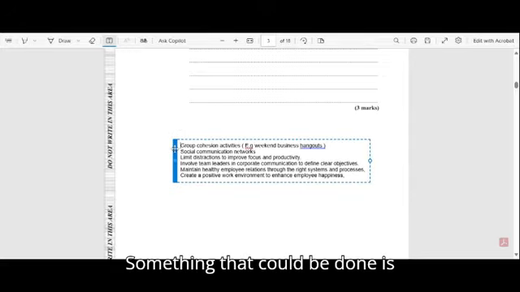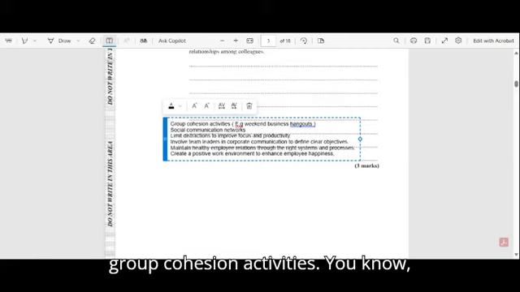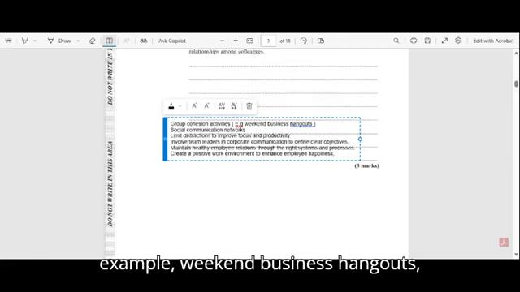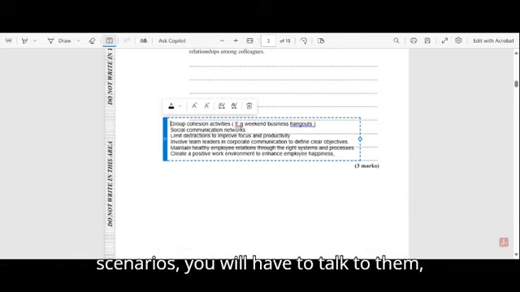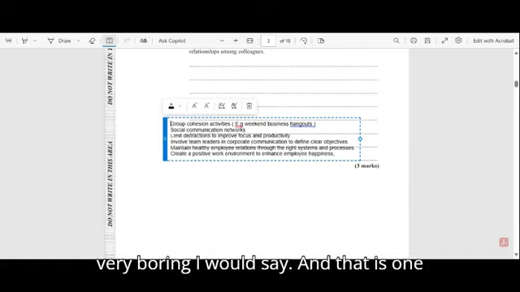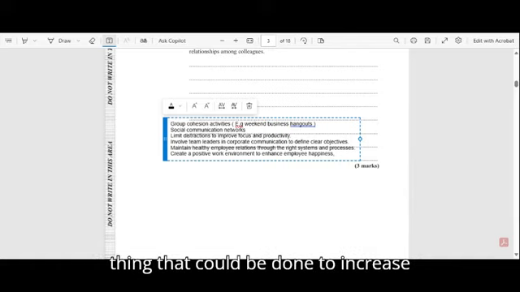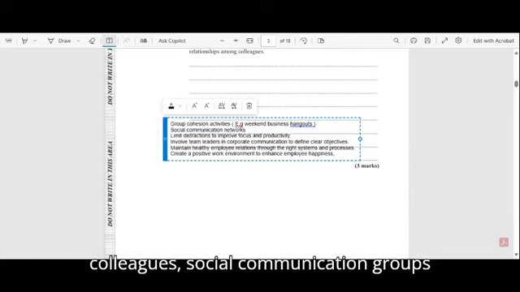Some things that could be done is group cohesion activities. For example, weekend business hangouts, business trips with your colleagues and your friends. In those scenarios, you will have to talk to them. You will have to develop relationships with them, because it would be very boring otherwise. And that is one thing that could be done to increase good working relationships with your colleagues.